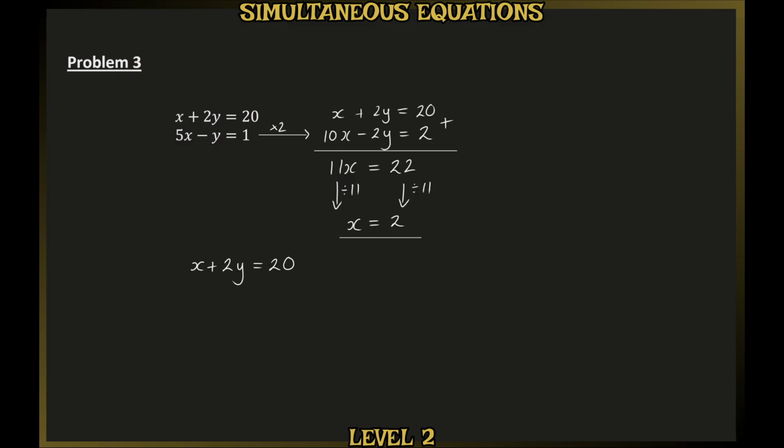So if we substitute into this equation x equals 2, we have 2 plus 2y is equal to 20. We can now solve this by removing the 2 from the left, so we can subtract 2 from the left and also subtract 2 from the right. On the left, this gives us 2y, and on the right, we have equals 18. Finally, we need to remove the times 2 in front of the y, so we can divide both sides by 2, and 2y divided by 2 gives us y, and 18 divided by 2 is 9. So y is equal to 9. And this means the final answer to problem 3 is x equals 2, y equals 9.